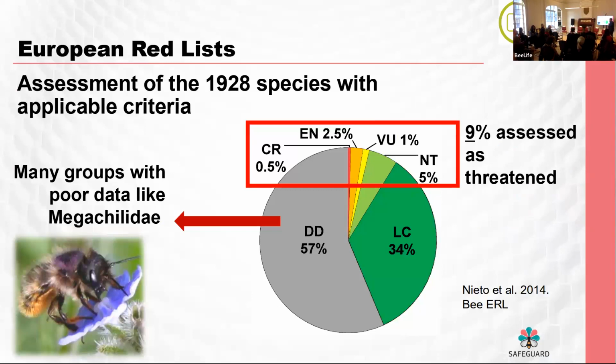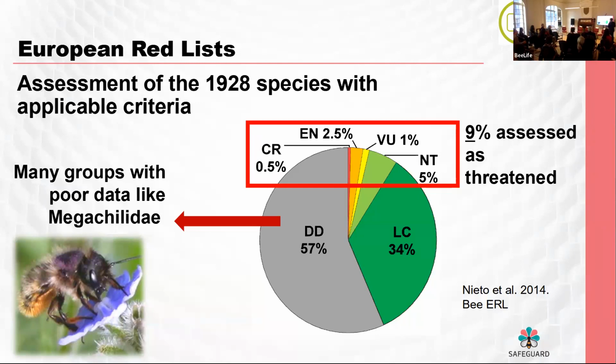So what do we know about this diversity? We know the numbers, we know the distribution. What do we know about the population trends? We have a tool named the Red List. It's developed by the International Union for Conservation of Nature, IUCN.